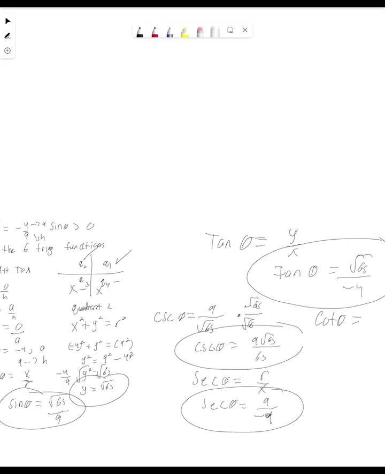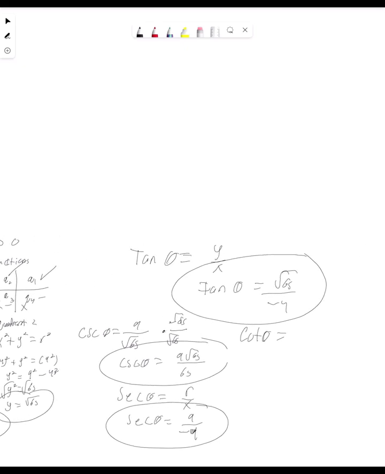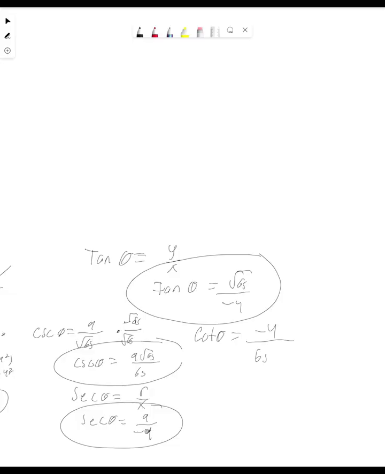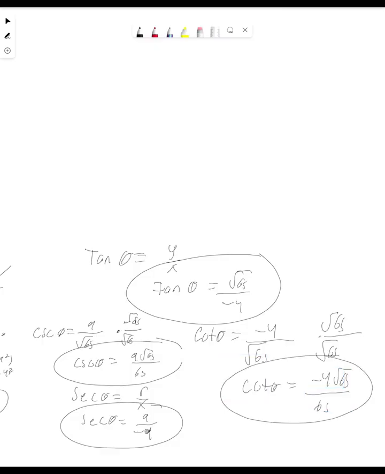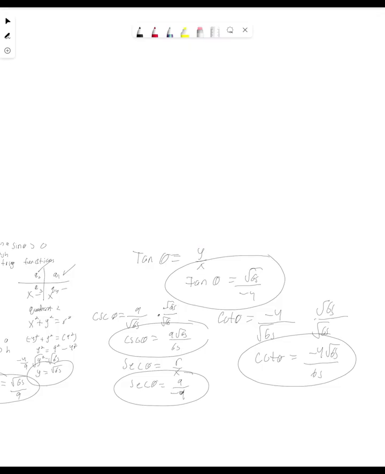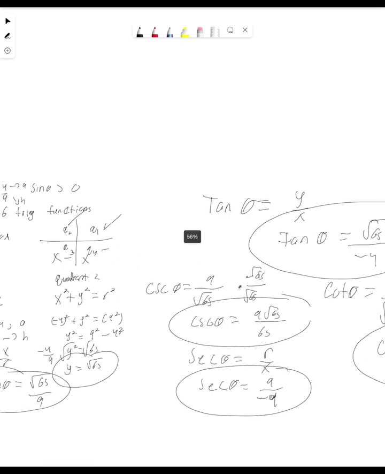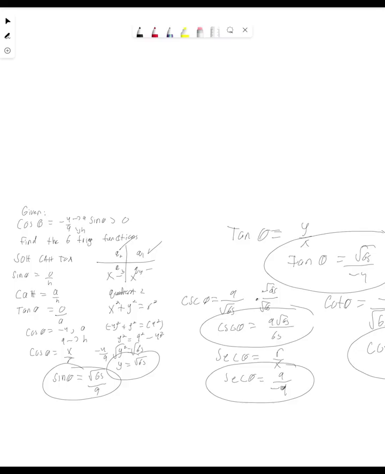And then cotangent of theta equals x divided by y. It's the reciprocal again. So we have -4 all over the square root of 65, and do the reciprocal. And like I said, see what's going on? Almost the exact same. So that's how you do it. You could also do it with the triangle.